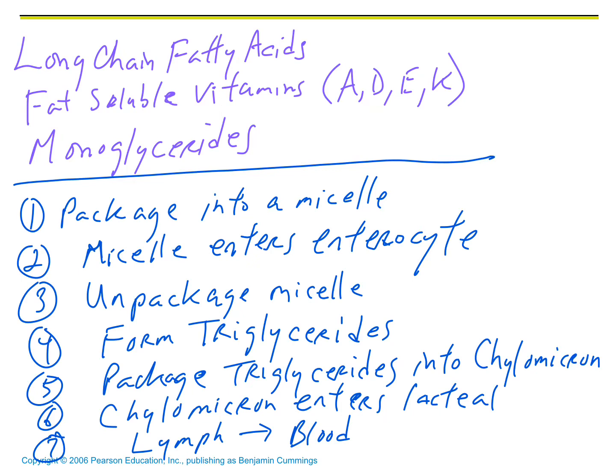Okay, so like we saw on the last slide, the long-chain fatty acids, the fat-soluble vitamins A, D, E, and K, as well as monoglycerides, we'll use this method to get into the blood. First, we will package them into a micelle, so by combining them with bile, we make them soluble. The micelle will enter the enterocyte, which is the intestinal cell. We'll unpackage that micelle. We'll take the contents and form triglycerides from it. We'll take those triglycerides and we'll pack them into this lipoprotein called a chylomicron. That chylomicron is going to enter the lacteal, and once in the lacteal, which is a lymphatic capillary, now we're in the lymph system, and we travel through the lymph into the blood.